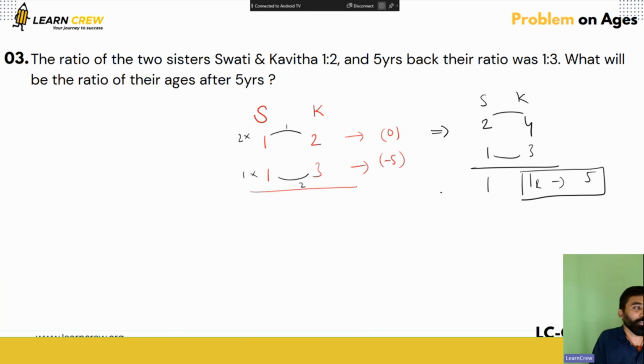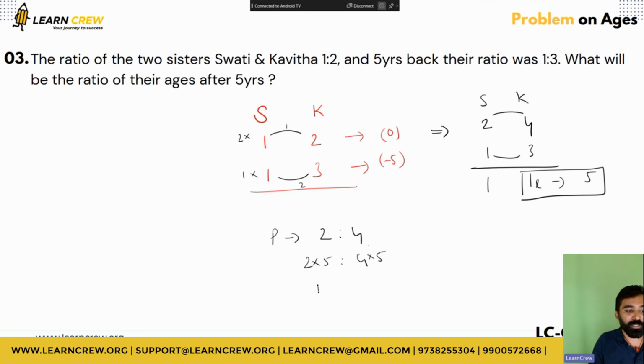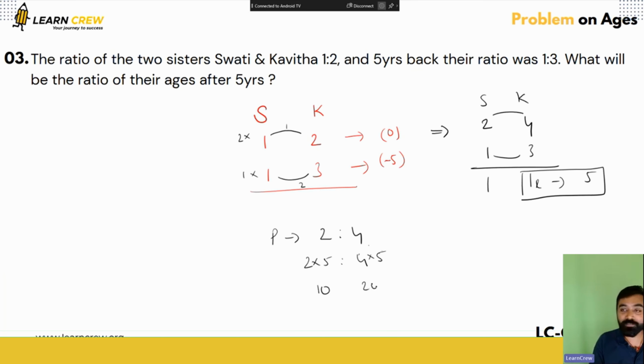What are they asking? What will be the ratio of their ages after 5 years? For this, you need to find out their present age. So present age ratio is 2 is to 4. This is going to be 2 into 5, 4 into 5. This is going to be 10. This is going to be 20. So plus 5 is going to be after 5 years. This is going to be 15. This is going to be 25.